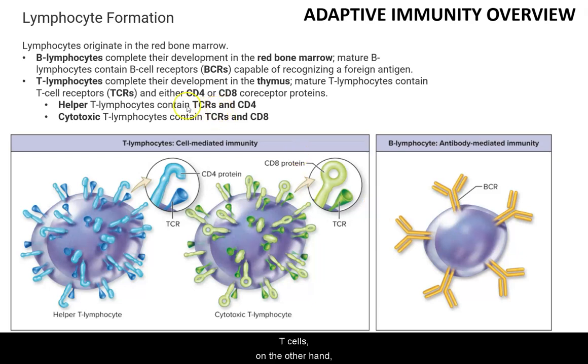T cells, on the other hand, have T cell receptors, and then they have a co-receptor, either a CD8 co-receptor or a CD4 co-receptor. If it's a helper T cell, it's going to have a CD4 co-receptor. If it's a cytotoxic T cell, it's going to have a CD8 co-receptor along with its T cell receptor.